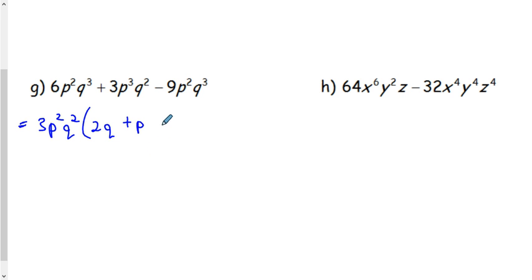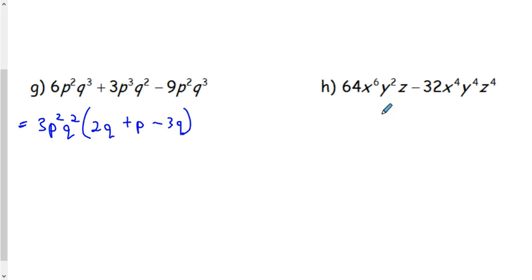What about my next one? 9 divided by 3, it's going to be 3. Both the P's and 2 of the Q's divide out, leaving us with just 1. So we factored that out. How could I check it? Multiply through the brackets and see if I get to the same place.